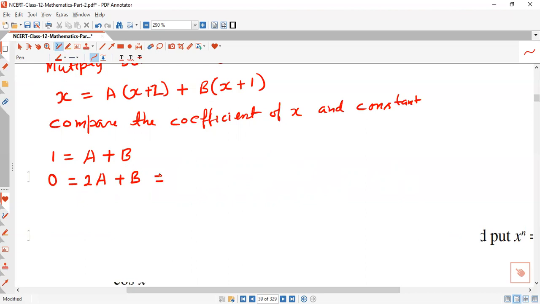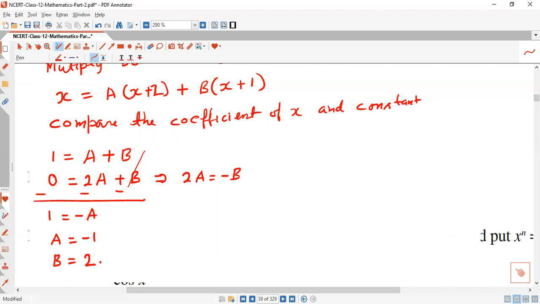From equation number 2, you can say 2a equal to minus b. Or better, I will solve these two equations directly. Subtracting, b will cancel out and we are getting 1 equal to minus a. So a equal to minus 1. Put the value of a equal to minus 1 in the equation, and b comes out to be 2. So now we have the values of a and b.